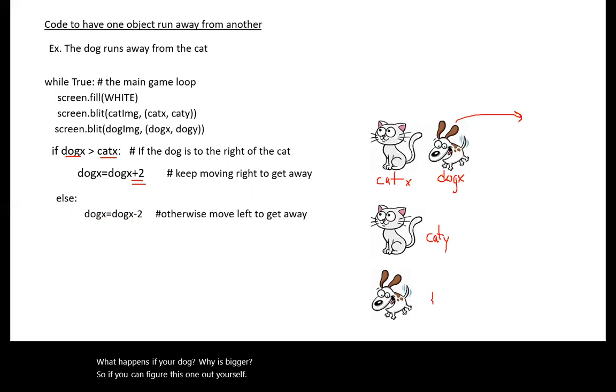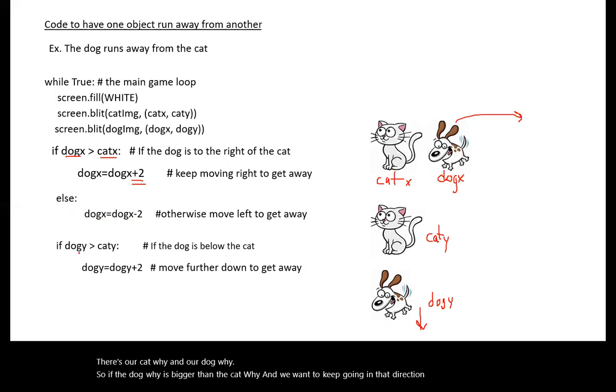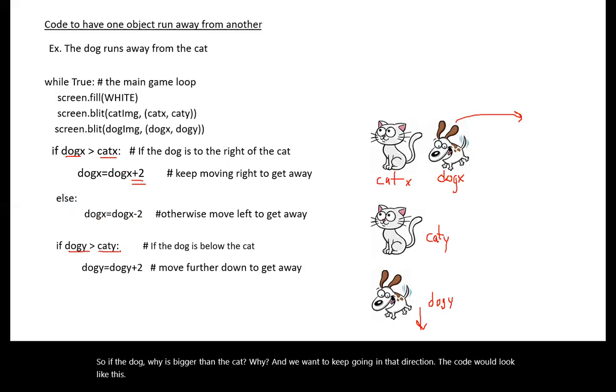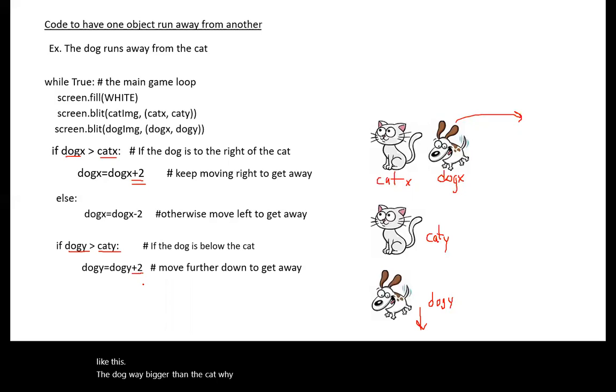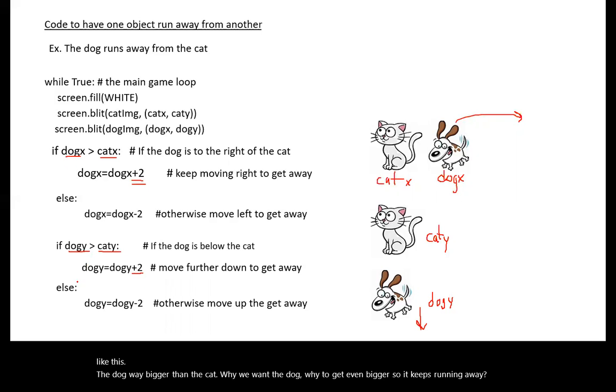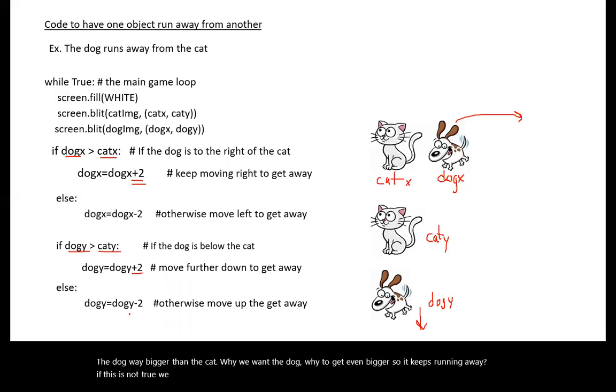There's our cat Y and our dog Y. So if the dog Y is bigger than the cat Y and we want to keep going in that direction, the code would look like this. The dog Y bigger than the cat Y. We want the dog Y to get even bigger so it keeps running away. If this is not true, we say else, do the opposite.